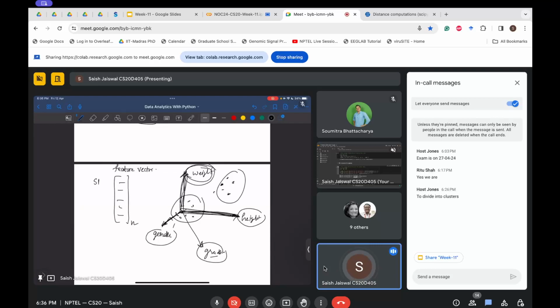Let us go back to the slides and see what all measures were covered, and then we'll come back to clustering, and then we'll solve some questions. I have some MCQs, so we'll look into the MCQs towards the end.